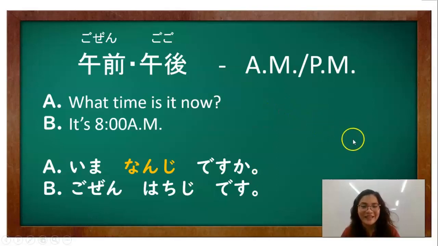It's the same with gogo. If it's 8 p.m., it is gogo 8時です. Wakarimasu ka? I hope you understand it.